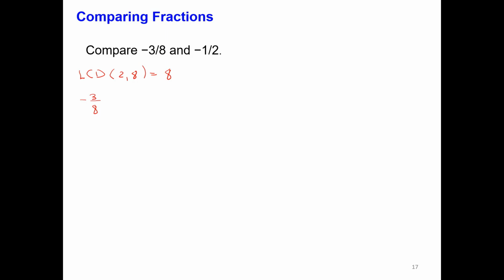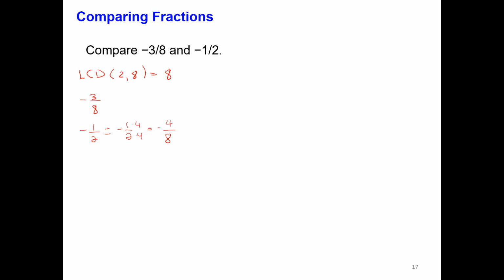For the second one, we want to write negative 1 over 2. We need to multiply by 4, by 4. Then we want negative 1 over 2 equals negative 1 multiplied by 4, over 2 multiplied by 4, which is negative 4 over 8. Yes.